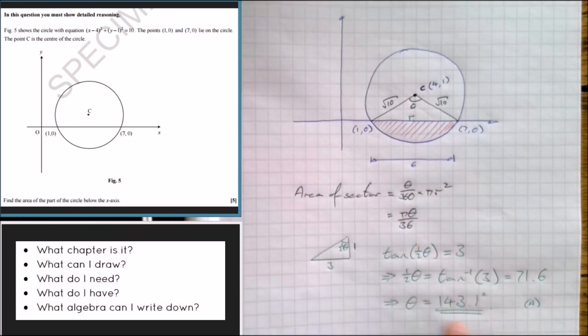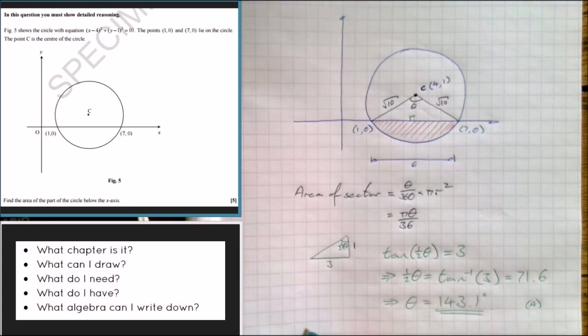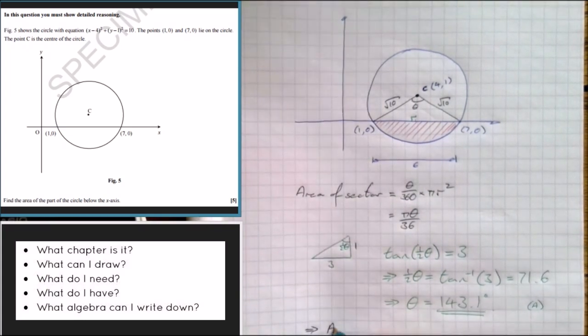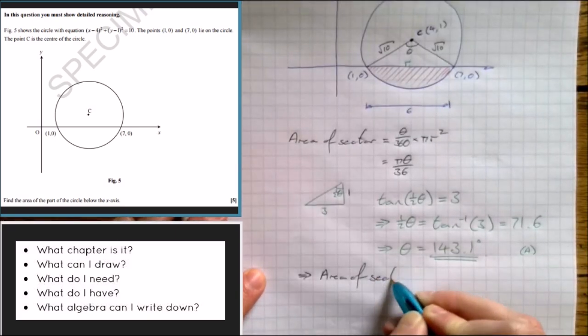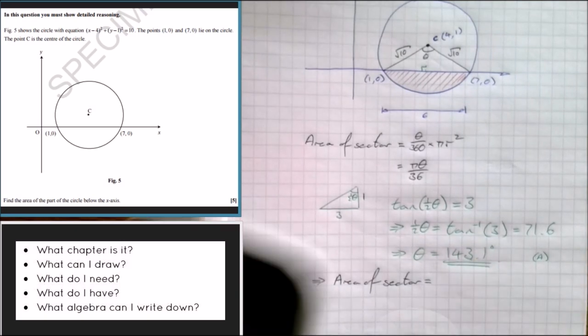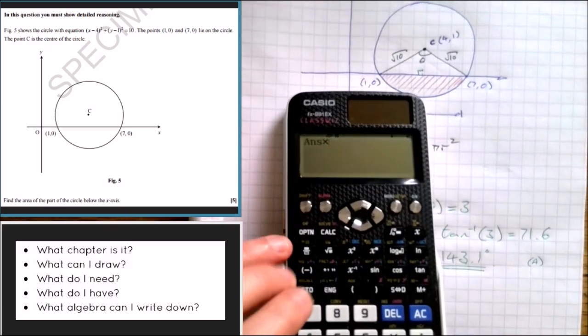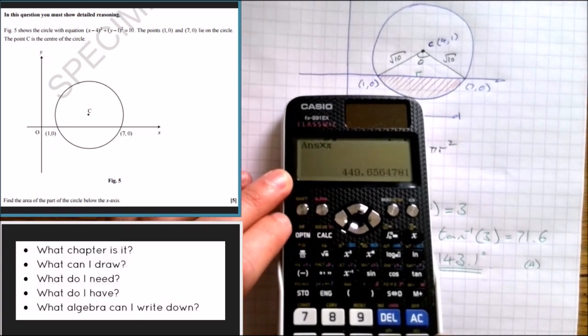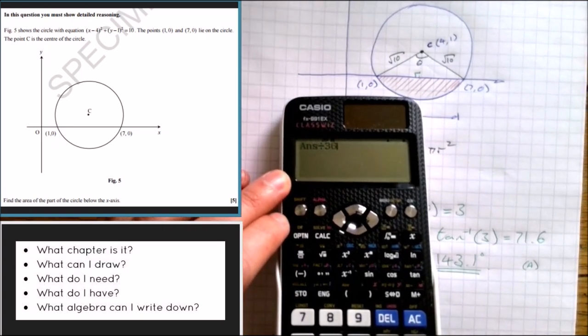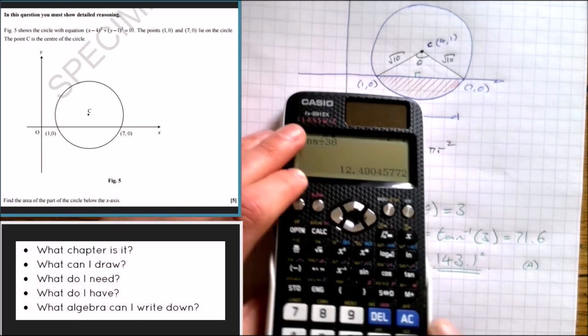The area of a sector, I'm going to times it by pi and divide it by 36. Area of the sector is this times pi divided by 36. Oh, I didn't actually need to store it because I'm using it straight away. Divided by 36 is 12.5.